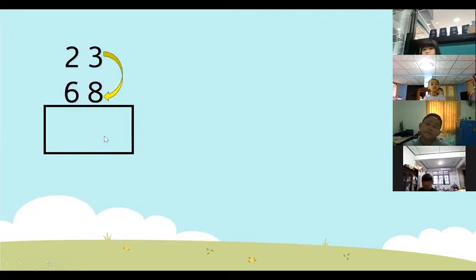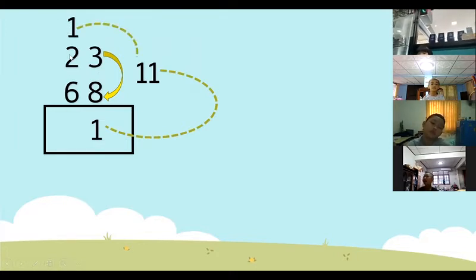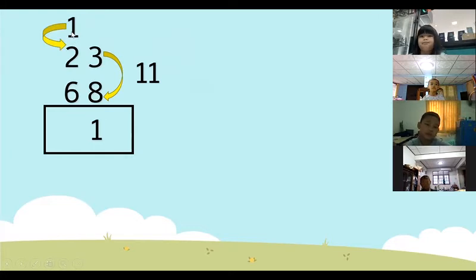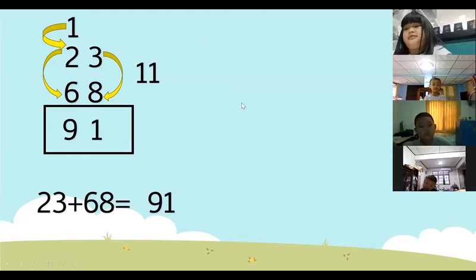23 plus 68. First, we add our ones. So 3 plus 8 equals 11. We take our 1 and put it under our ones. Then we take our 10 and put it on top of the 2. So now we have 1 plus 2 plus 6, which is 9. Very good. So our answer, 23 plus 68 equals 91.